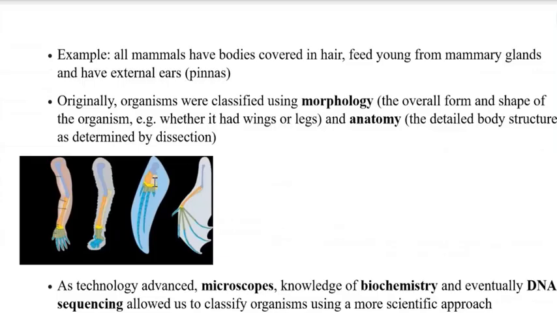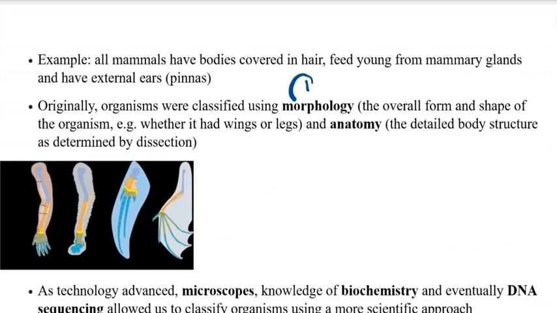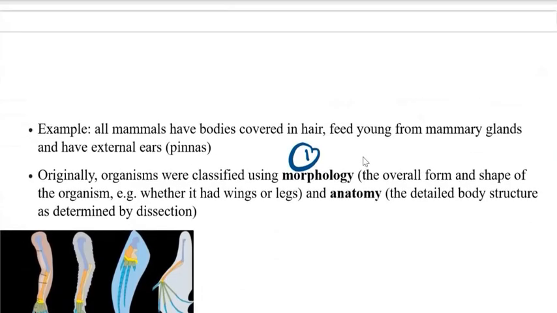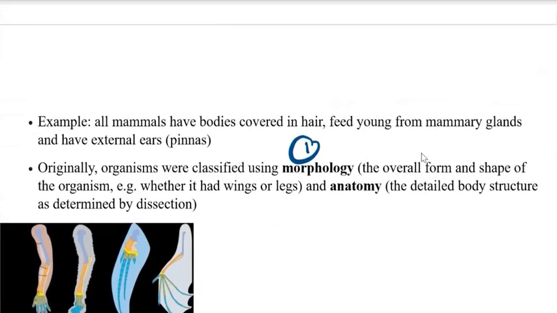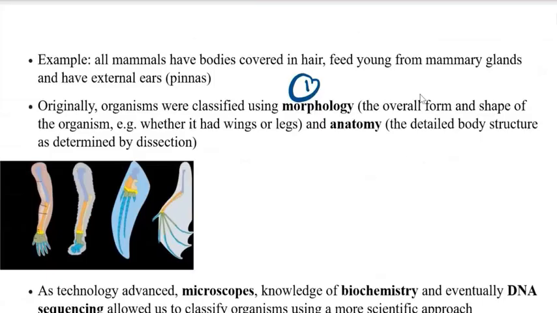3 ways to classify them. So the first way will be morphology. This is the first way, morphology. Morphology means organisms are classified based on their overall form and shape, which is just observing the external features. Whether they have wings or not, and whether they have fur on the skin or they don't have fur. Something like that. Morphology.